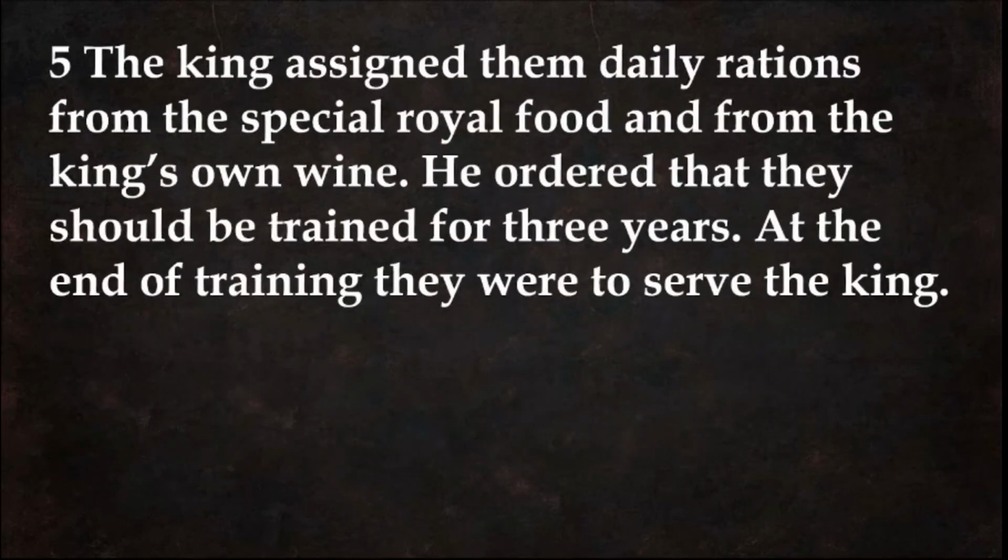So the king assigned them daily rations from the special royal food and from the king's own wine. He ordered that they should be trained for 3 years. So that's why I kind of think maybe they were freshmen, sophomores, 14, 15 years old. So when they graduate after the end of their 3-year service, they're now 18 or so. That's just where that's coming from in my head. And at the end of the training, they were to serve the king.